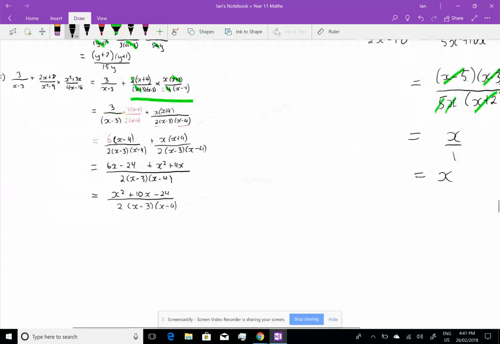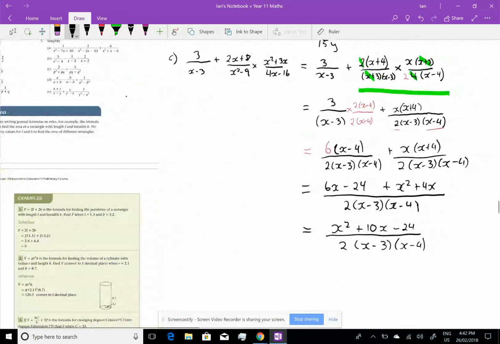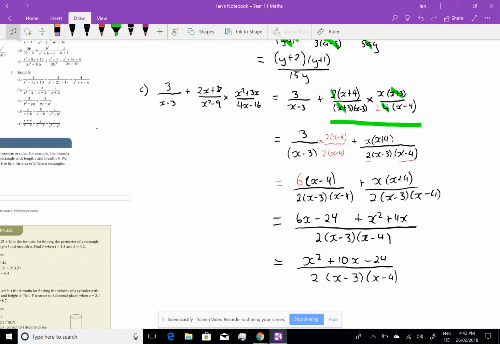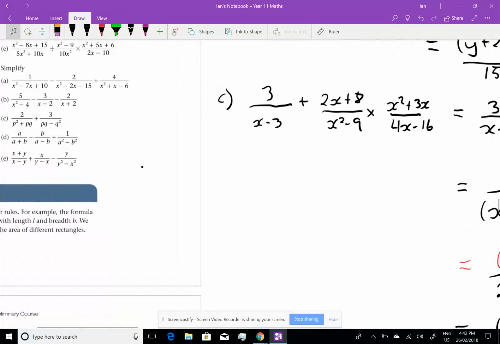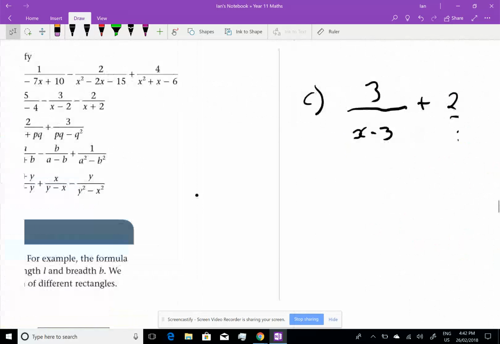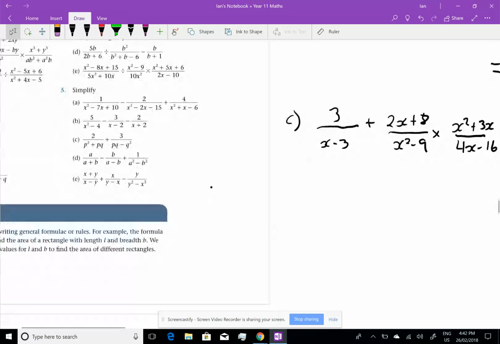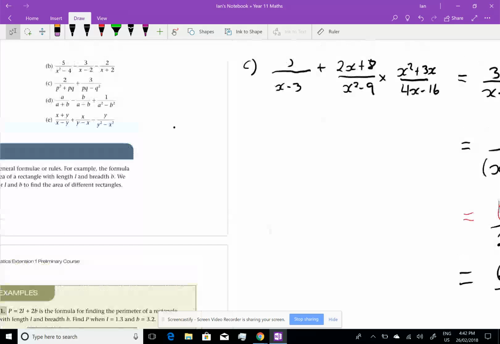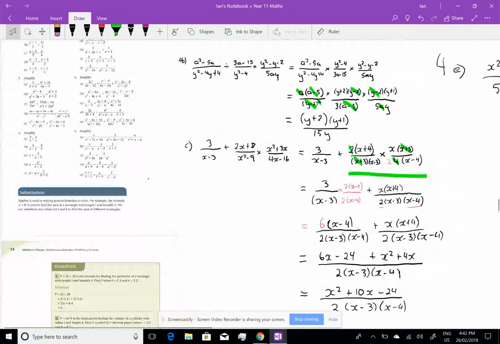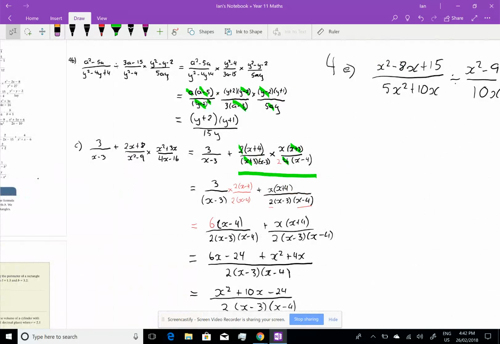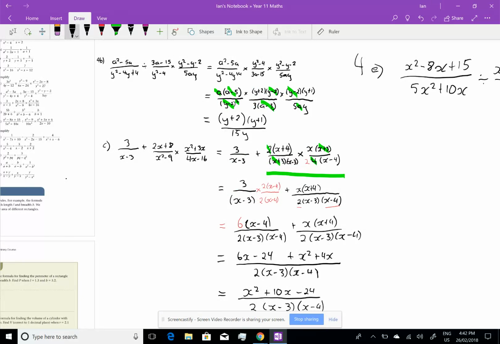Now, let's have a look at 5. So these are going to be hard because you're going to need common denominators. So I'll start the first one off for you, and I'll do the last one, and you have a go at the other ones. So 5a, this is pretty tricky. So I'm going to rewrite it.